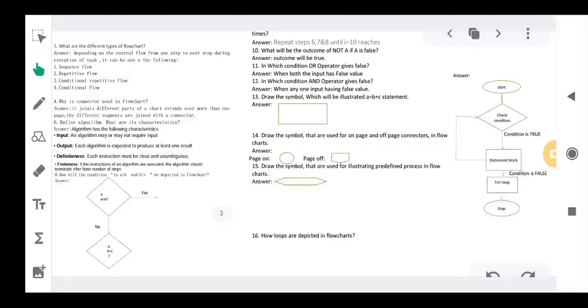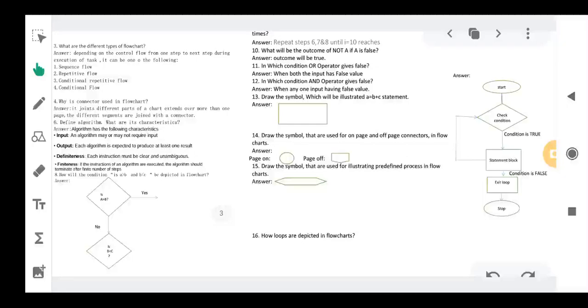This is a very, very important part, that is finiteness. It means after a finite number of steps, a particular number of steps. It can be 10, it can be 1 lakh, depending on the problem. It must give us a proper output. So these are the characteristics of an algorithm.